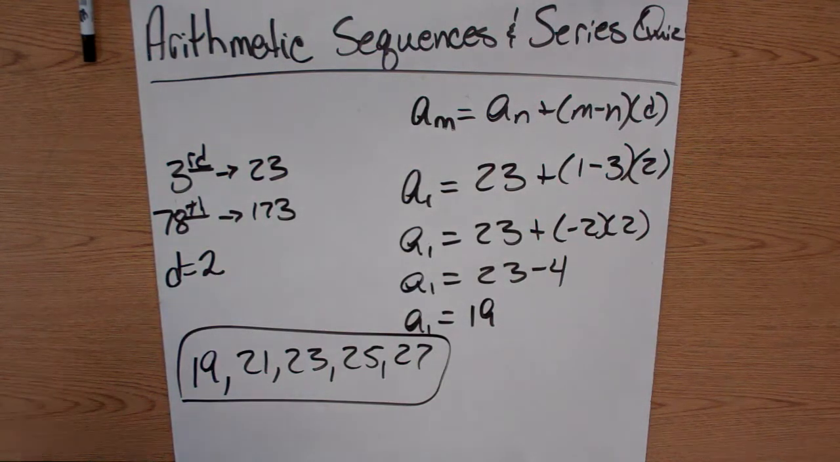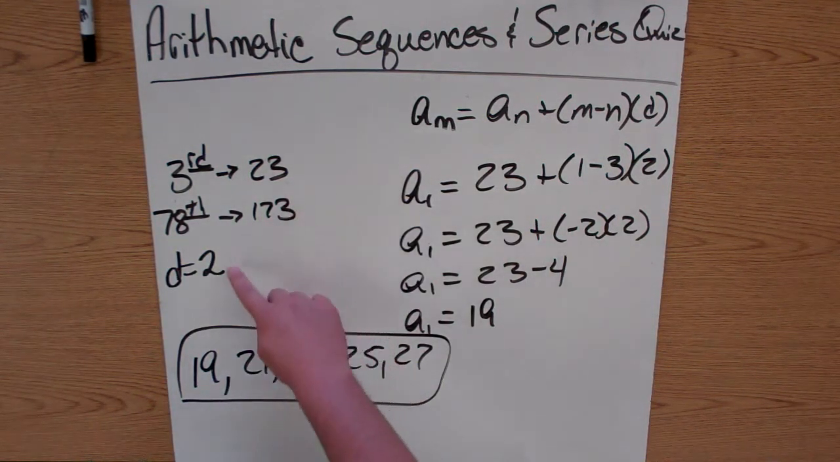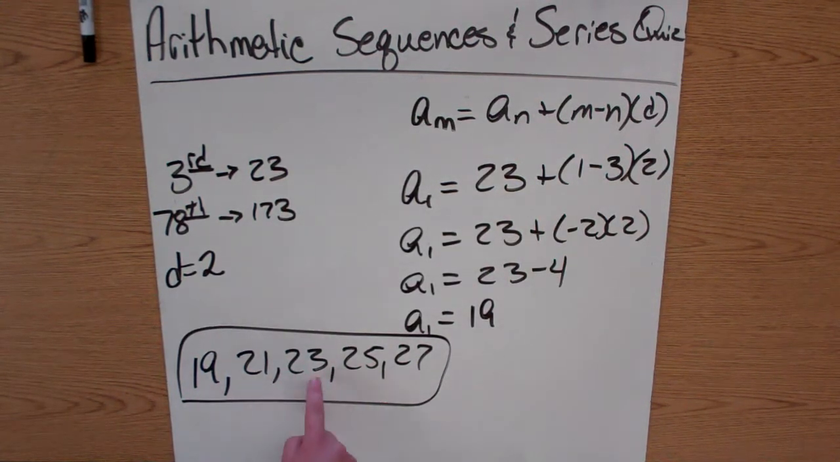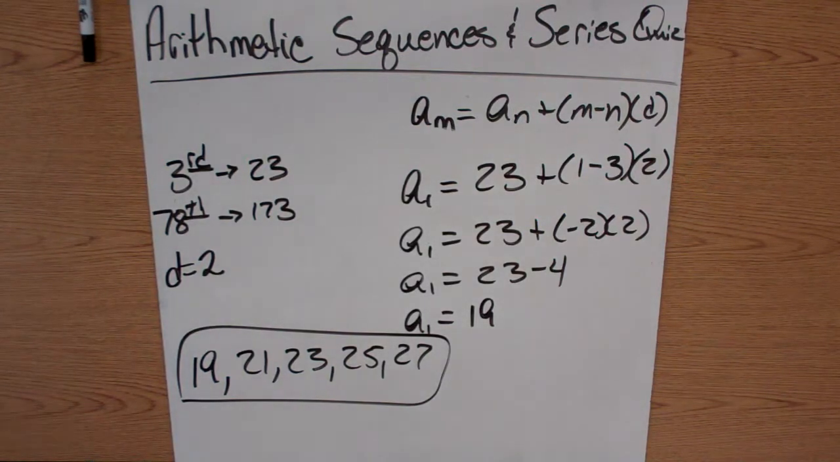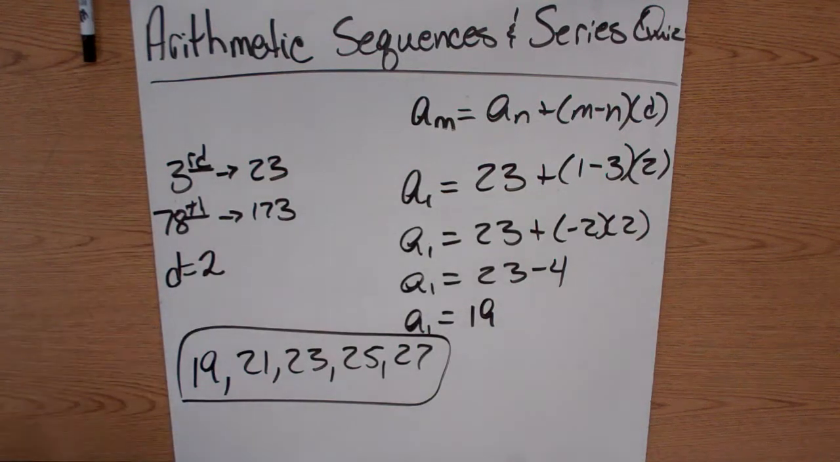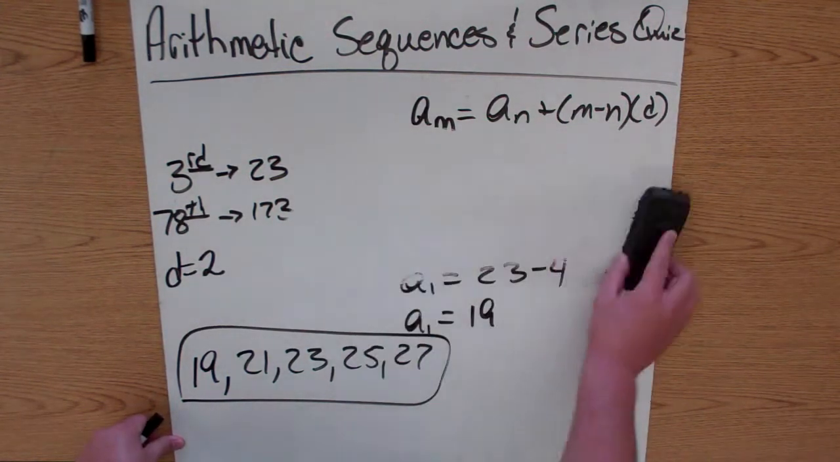Yes, since you know your difference is 2, you could have simply said 23 minus 2 is 21, minus 2 is 19, and then added 2 in the other direction until you got 5 terms. But again, what if they only gave you, say, the 10th term and the 78th term? Then that wouldn't be as convenient nor as fast. All right? Number 5.